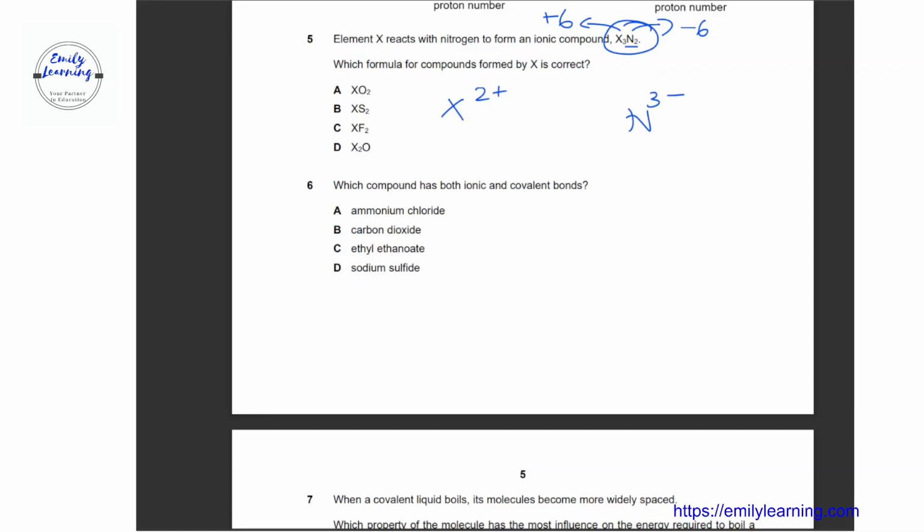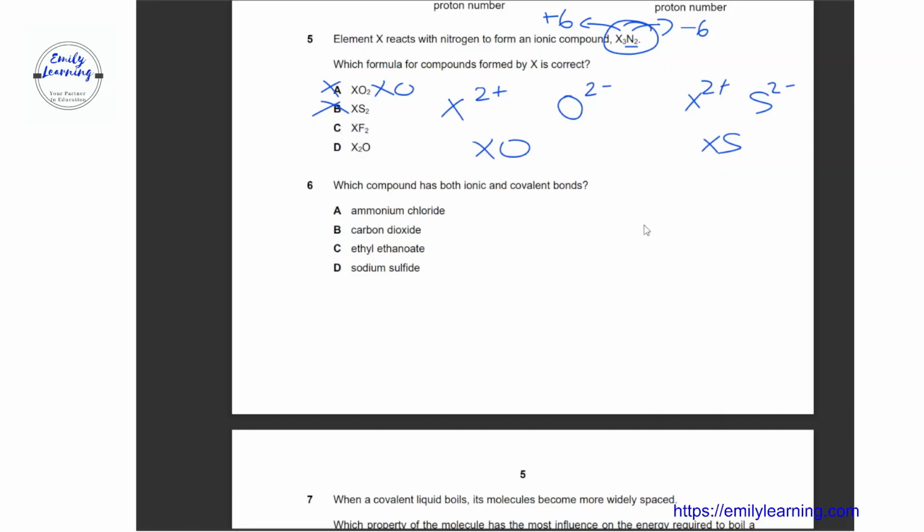Okay, now let's take a look at which formula is correct. So I have X and O. O is in group 6, right? So O forms an ion with a charge of 2-. So the formula will be XO, not X2O2. So A is not correct. Sulfur is also in group 6, so the charge of sulfur is 2 minus. So once you put X with S, straight away, no more charge, because plus 2 minus 2 is 0. So therefore, this is also incorrect. It should be XS, not XS2.